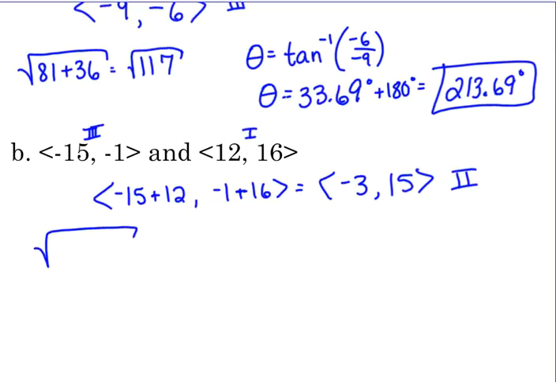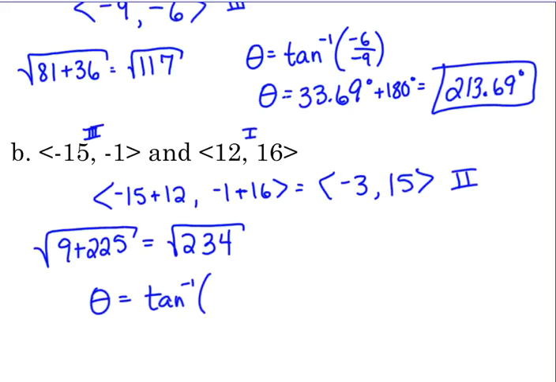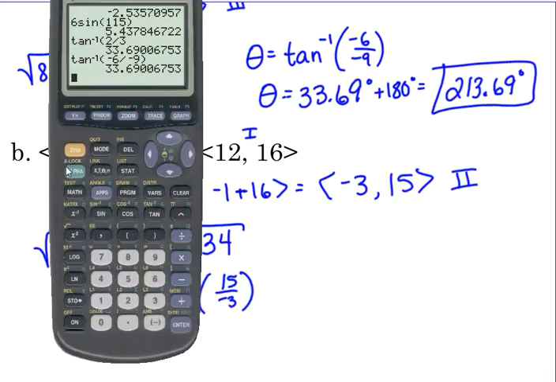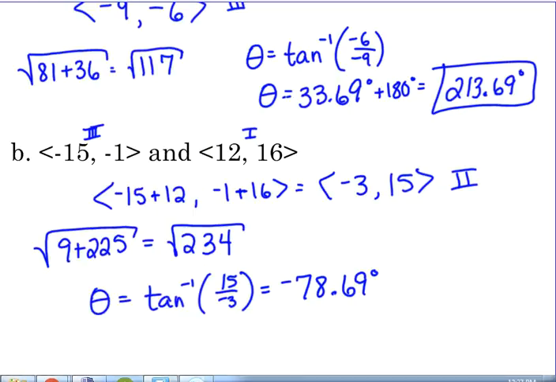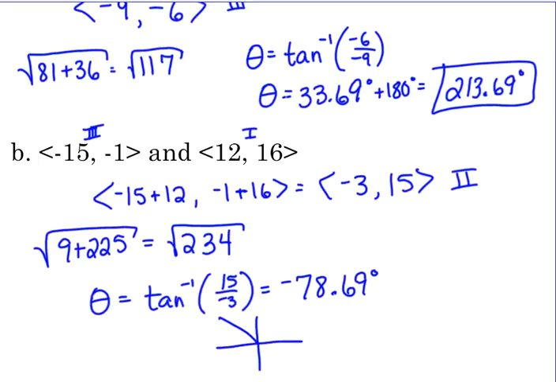So our magnitude: 9 plus 15 squared, 225. So that's the square root of 234 for our magnitude. Our angle is the inverse tangent of the y, 15, over the x, -3. Notice what it gives us: -78.69 degrees. That's an angle in the fourth quadrant. We use it as a reference angle again in the second quadrant this time.